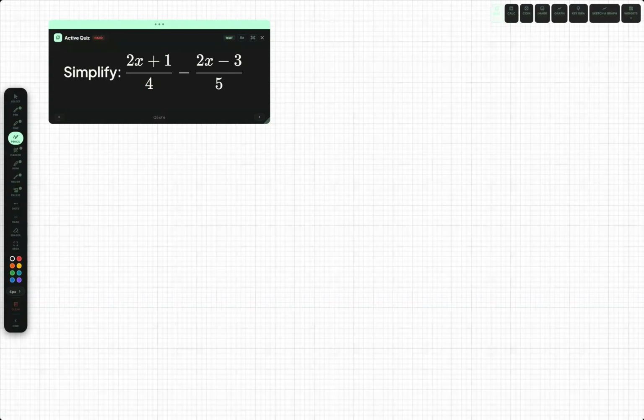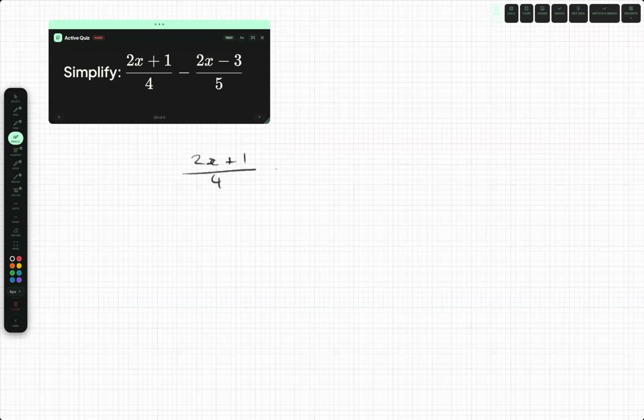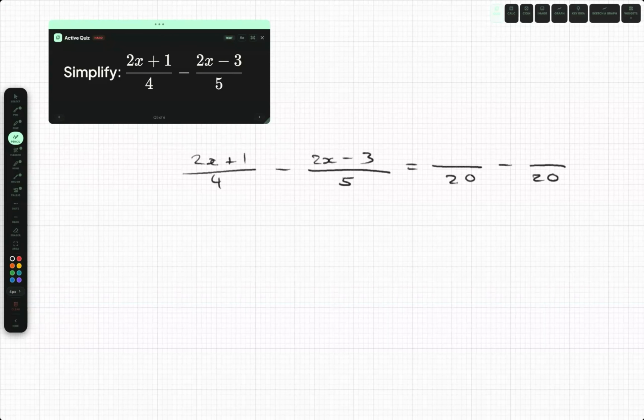Okay, next one. We have 2x plus 1 all over 4 minus 2x minus 3 all over 5. Now we're going to look for a common multiple, and the lowest common one between them is going to be 20. Right, so now that we've done that, we can apply basically what we've done to each one. So we know that we've multiplied the end fraction by 4. So we'll apply that to the same part on the numerator.